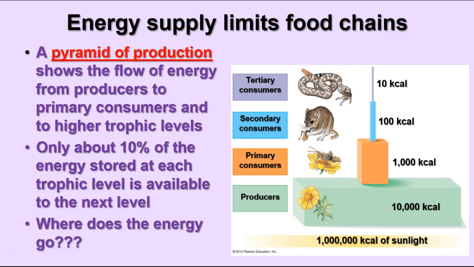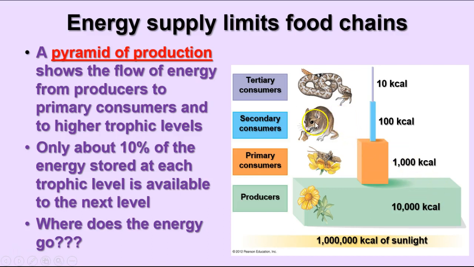So where does the energy go? Well, of course, the energy is used by the organism that stores the energy within it. For instance, here we have the producers, the flowers, okay? That energy is used by the flowers for their life processes. Some of that energy can be passed on to the grasshopper that eats the flower, but a thing that you need to realize is that some of that's also released as heat.